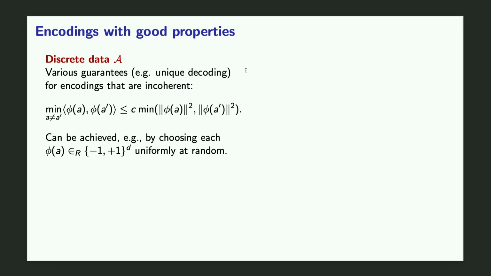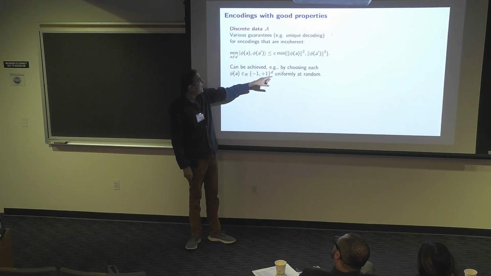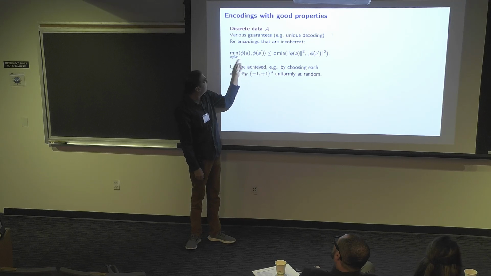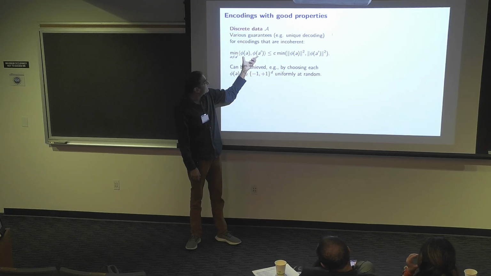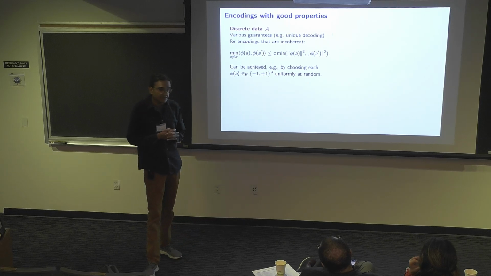So the first thing we looked at was discrete data, which is, for example, people's names, movies, books, the sort of things that you would build a set out of. And so what I said before was that for data like this, all you need is that the encodings of distinct items are almost orthogonal to each other. And this is a very standard notion in linear algebra. We usually just say that the encodings are incoherent, okay? And so the dot product between any two distinct items is at most some small number, like 0.1 or something, close to 0.